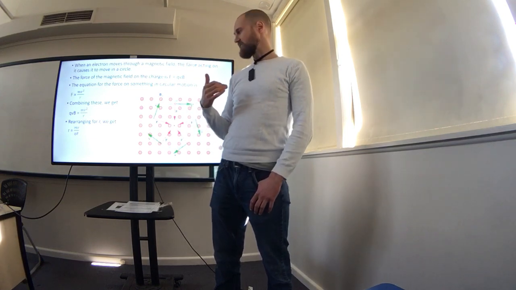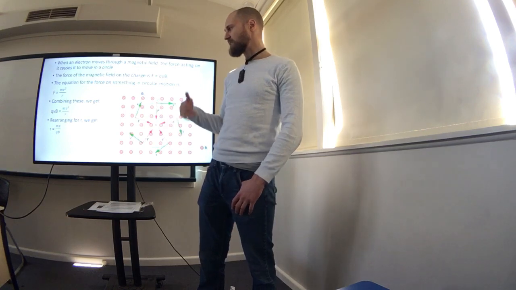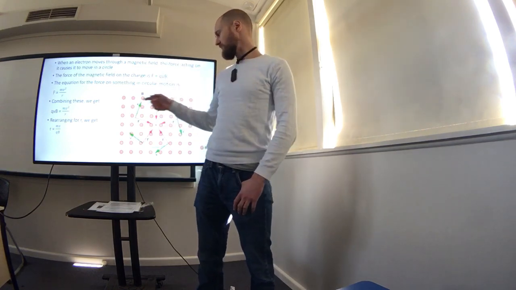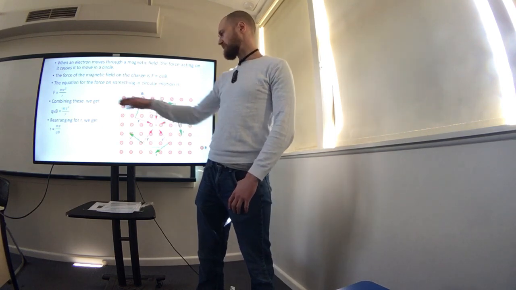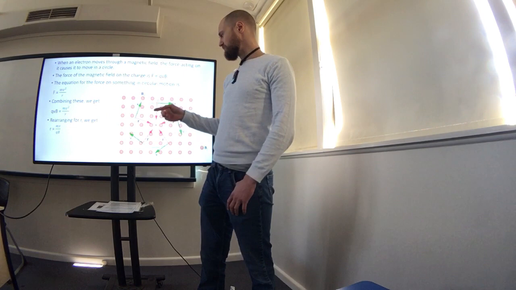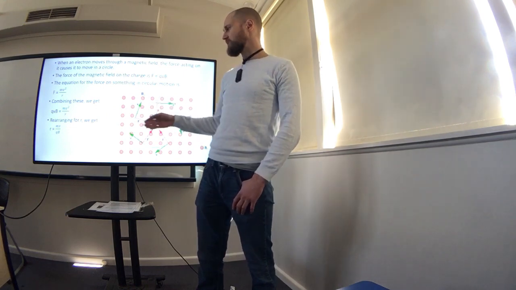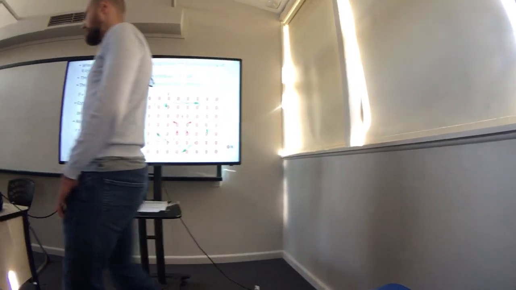Let's just explain this equation. It's the radius of the circle that the charged object, in this case an electron, is going to move in if you know its mass, its velocity, its charge, and the magnetic field strength. So the radius of the circle, you can calculate it just using this kind of equation. And that's what I'm going to do in my next example.